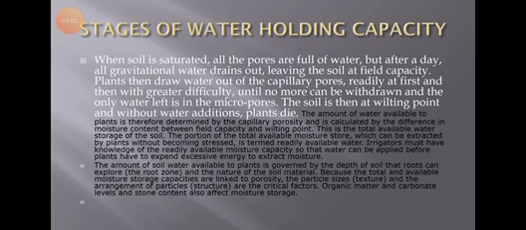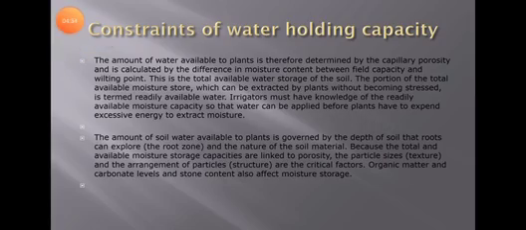The amount of soil water available to plants is governed by the depth of soil that roots can explore, the root zone, and the nature of the soil material, because the total and available moisture storage capacities are linked to porosity. The particle sizes, texture, and the arrangement of particles, structure, are the critical factors. Organic matter and carbonate levels and stone content also affect moisture storage.